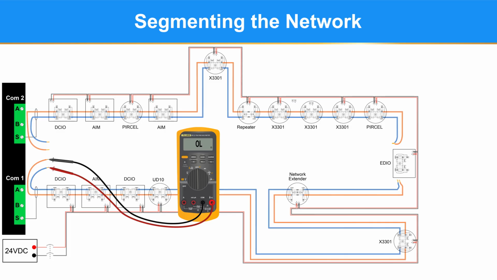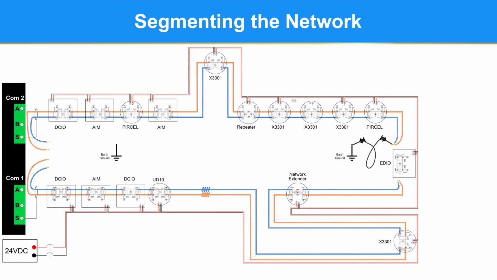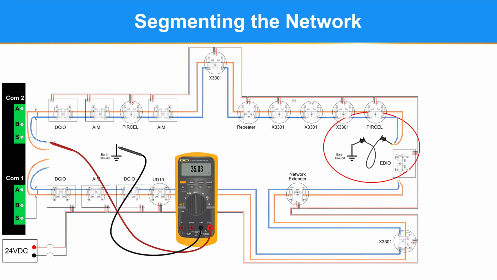One more tip on segmenting. Take the two wires disconnected halfway around the COM2 side of the network. Short them together and connect the two to earth ground. Not the shield, earth ground. Now check the A wire at COM2 to earth ground.